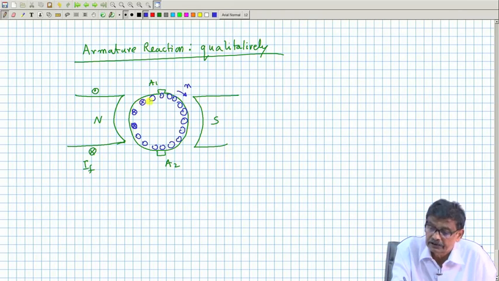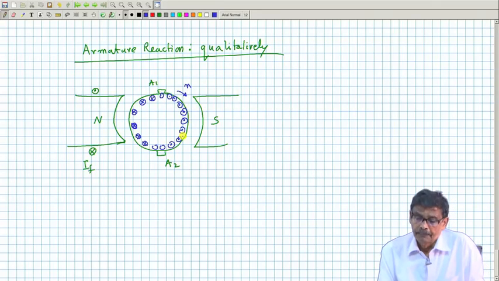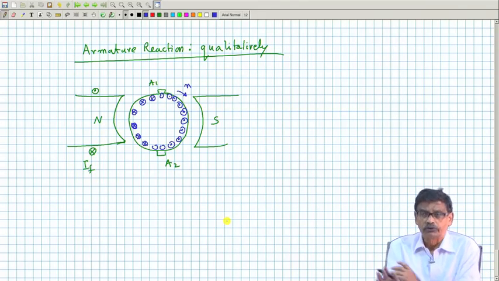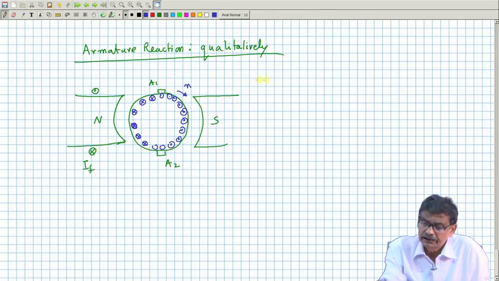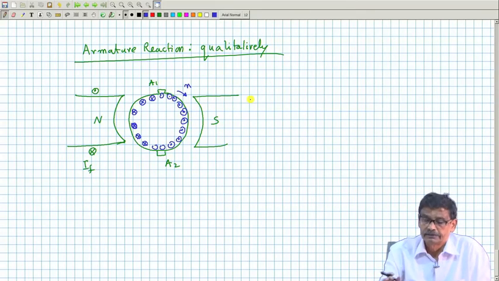All these conductors under the purview of the north pole will have cross, and obviously the other side will have dot. Like that the field will be. We know this, many a times we have discussed. Under no load condition, what will be the generated voltage? PZ by A phi into n across the brushes.